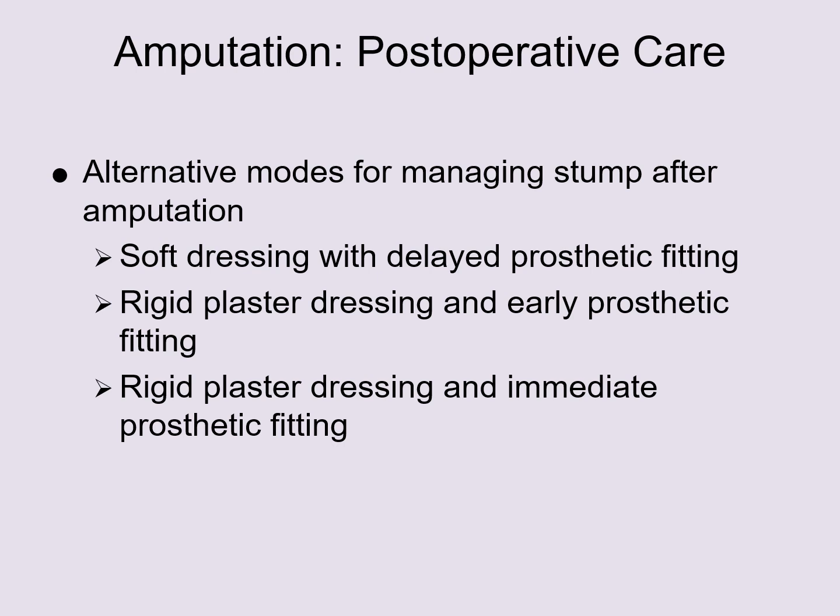So there are different things we can do with the stump post-op after the amputation. We can use a soft dressing with delayed prosthetic fitting. If they're not going to have their prosthetic fitted for a while, they can have a soft dressing on it. We need to do a rigid plaster dressing if we're going to have an early prosthetic. We are going to form that stump so it can go down into the prosthetic limb. And then we have a rigid plaster dressing that we can use for immediate prosthetic fitting. The neatest thing, we see a lot of fresh amputations, but we don't usually see them down the road.